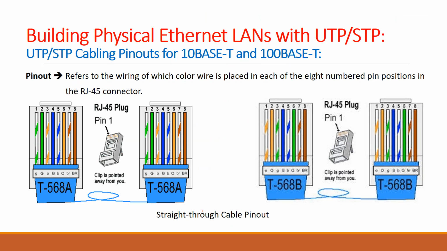And here are the standards that we use when connecting a straight-through cable pin out. First of all, to define the word pin out, it refers to the wiring of which color wire is placed in each of the 8 numbered pin positions in the RJ45 connector. Which color will be used inside the connector is called pin out.